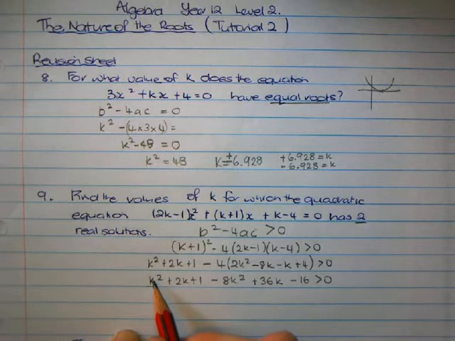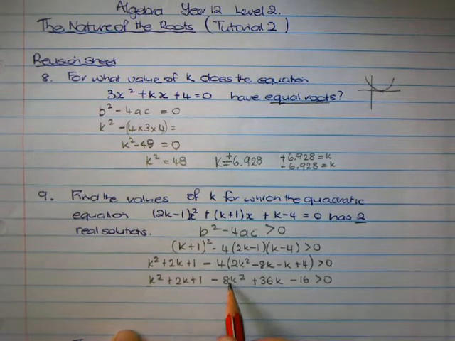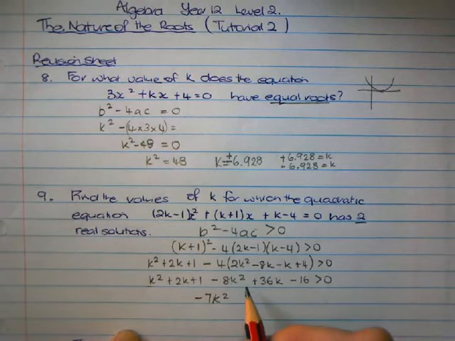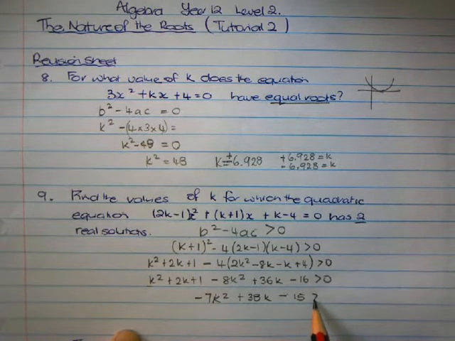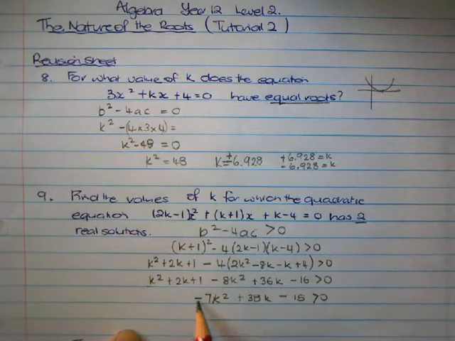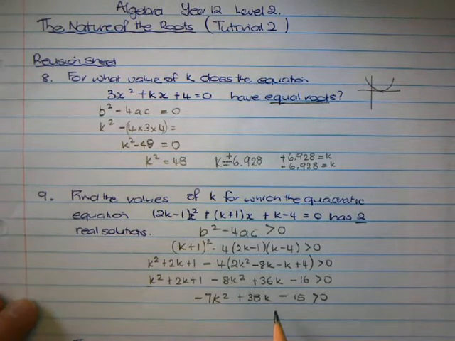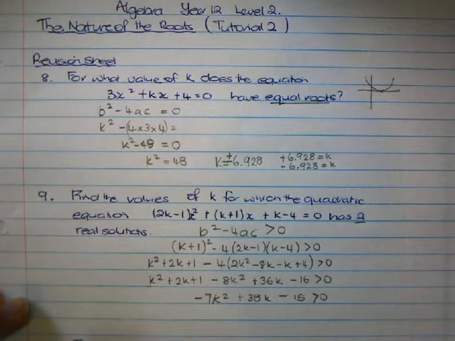These are my like terms, so I'm going to have k squared minus 8k squared is minus 7k squared, and then 36 plus 2 is 38k, and minus 16 plus 1 is now minus 15. That's got to be greater than 0. So this is a quadratic inequality, and we're saying, where is this quadratic greater than 0?